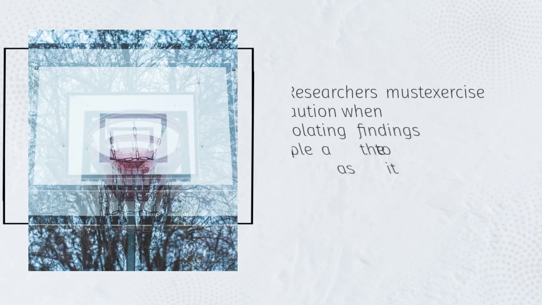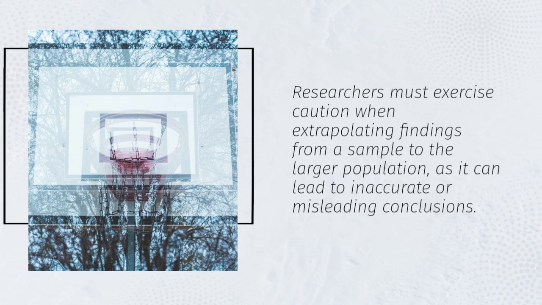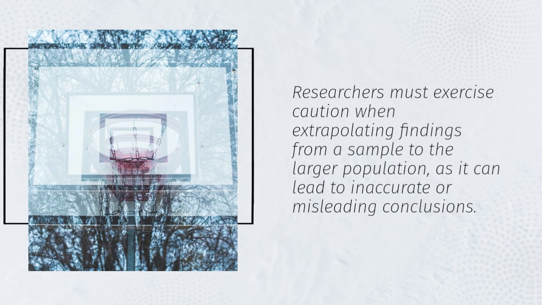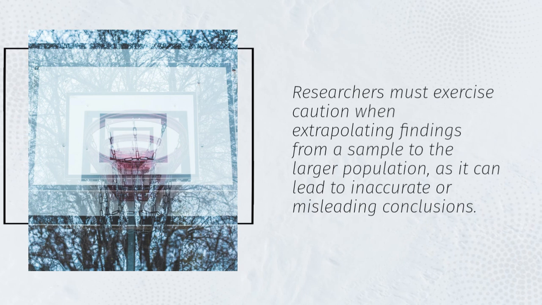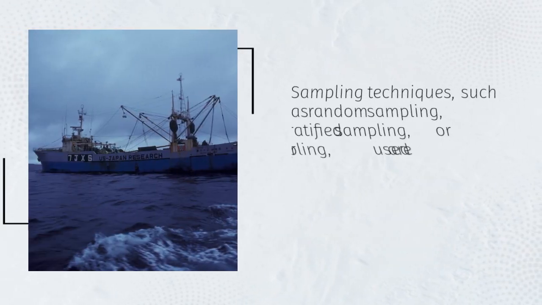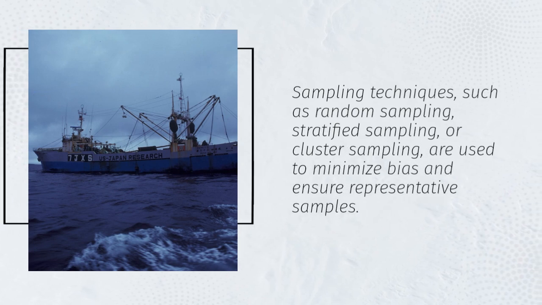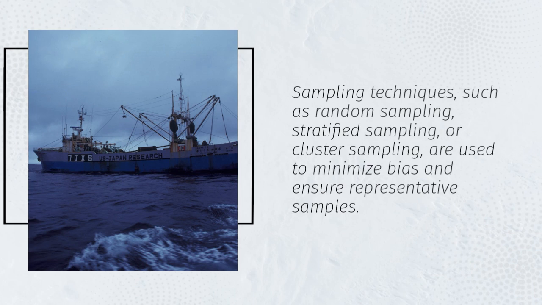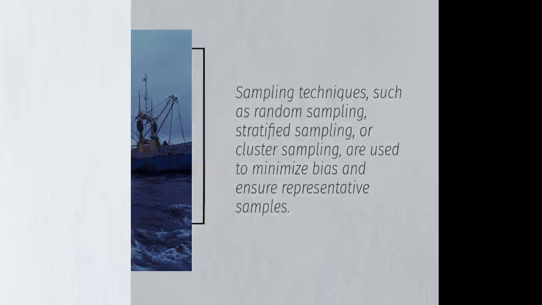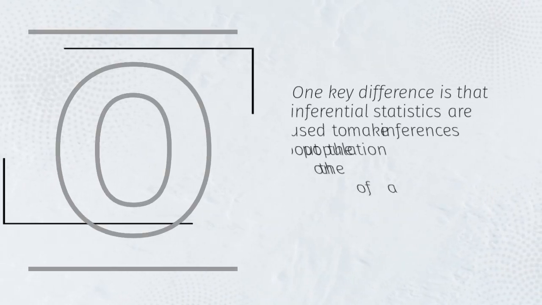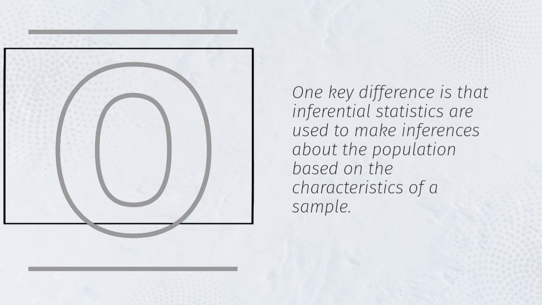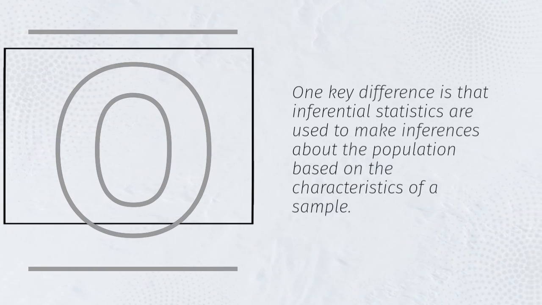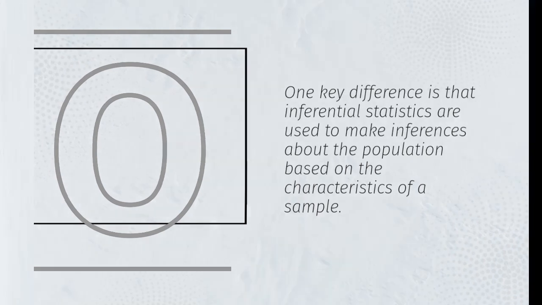Researchers must exercise caution when extrapolating findings from a sample to the larger population, as it can lead to inaccurate or misleading conclusions. Sampling techniques, such as random sampling, stratified sampling, or cluster sampling, are used to minimize bias and ensure representative samples. One key difference is that inferential statistics are used to make inferences about the population based on the characteristics of a sample.